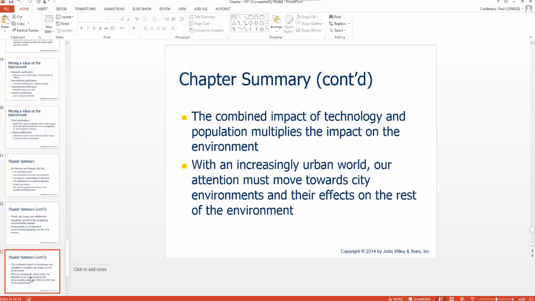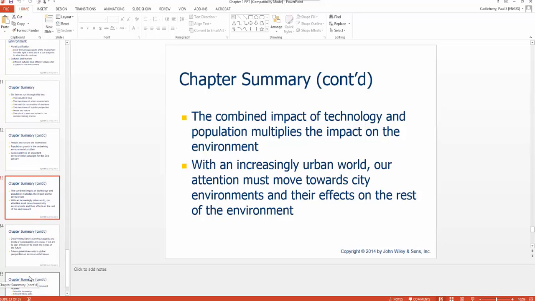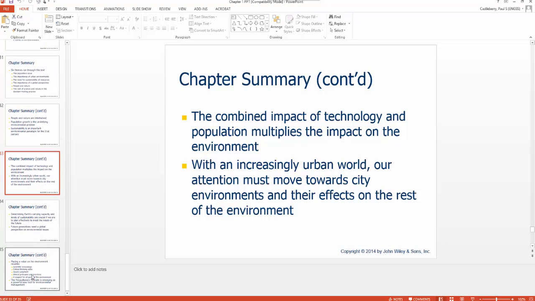We'll also take a look at how science is trying to quantify how technology has impacted human population, and how that impacts the environment, and then as we're heading toward an increasingly urban world, we need to look towards cities to see how they have impacts on the environment.